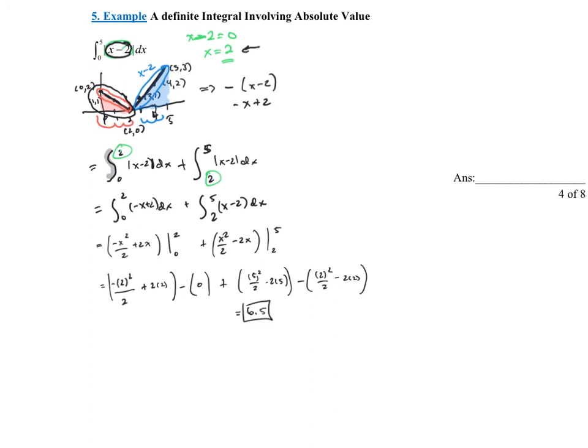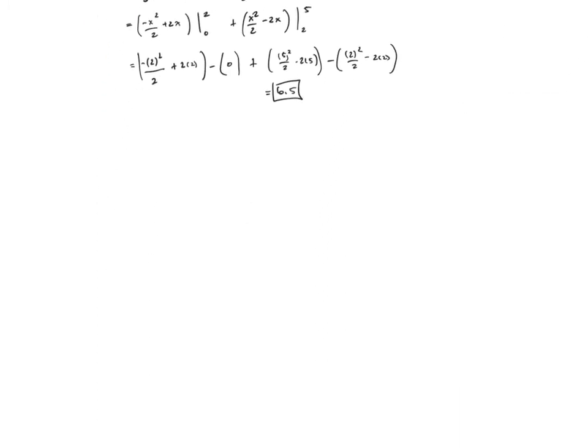I'm just going to add some more room here. Go down. So how would I set up something like the integral from, I don't know, let's just say negative 2 to 5 of the absolute value of x plus 3 dx. What would I do for something like this? Okay.